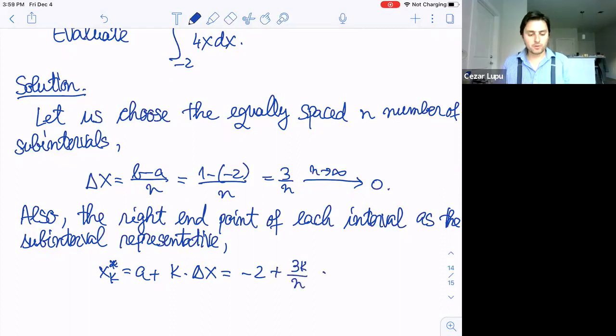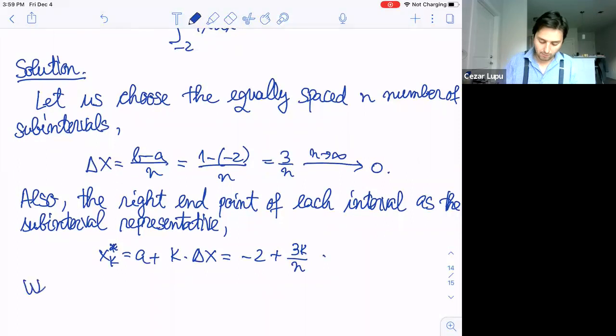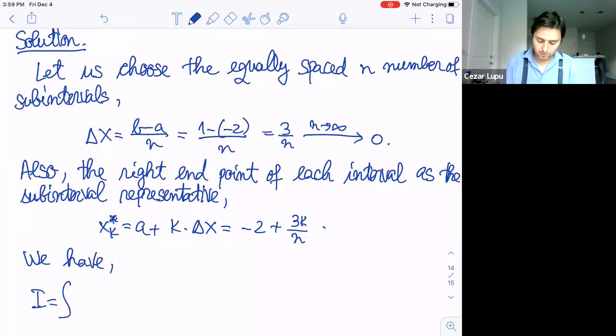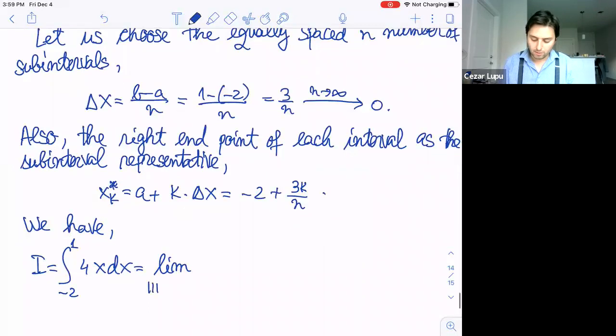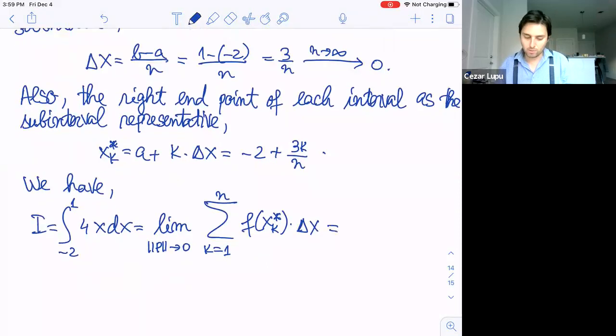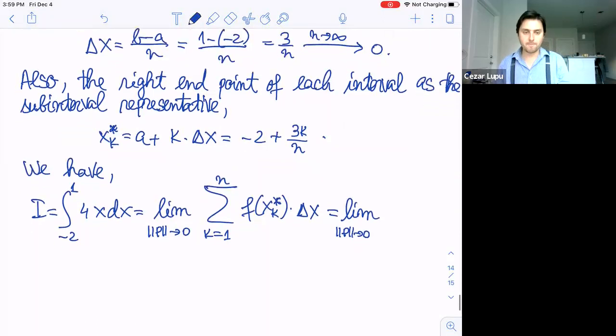And now, by using the definition, we have that the integral is denoted by I. So this is the integral from -2 to 1 of 4x dx. It is nothing else than, using the definition, the limit as the norm of P approaches 0 of the sum from k equals 1 to n of f of x_k star times delta x_k, which is delta x anyway. So this would be equal to the limit as the norm of P approaches 0, right?